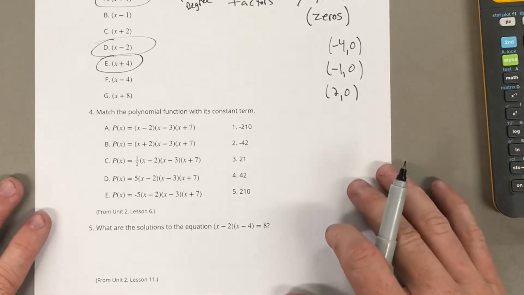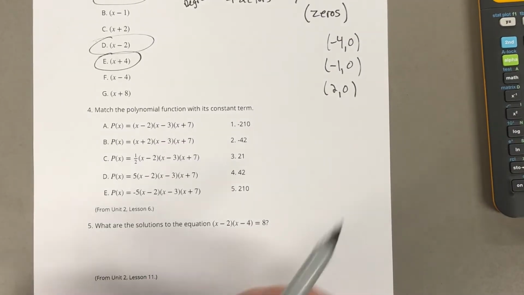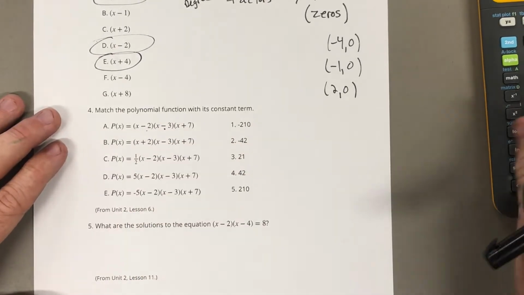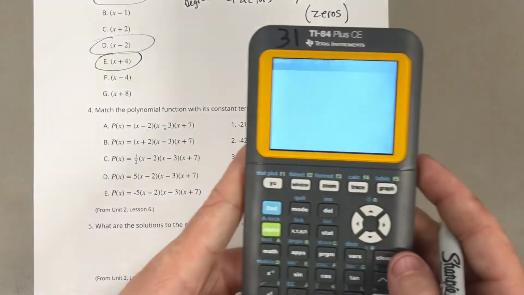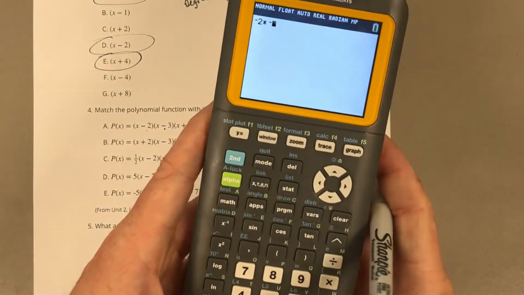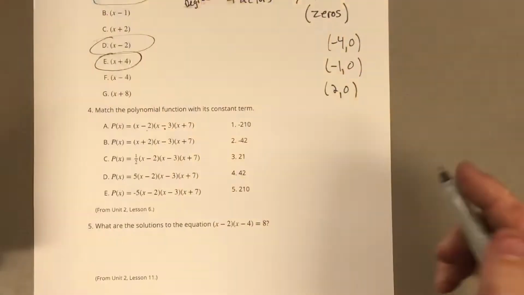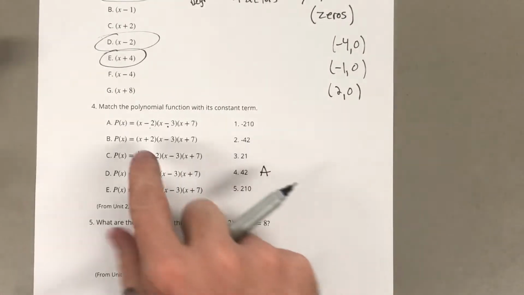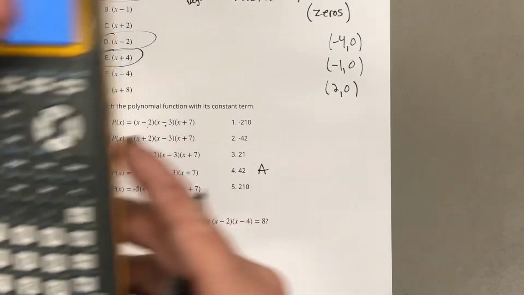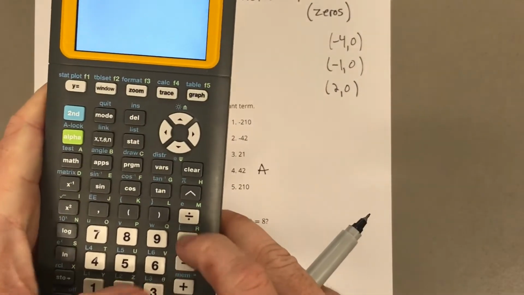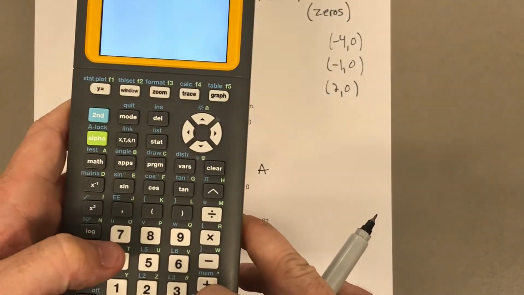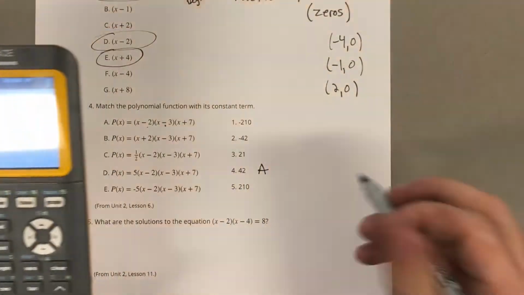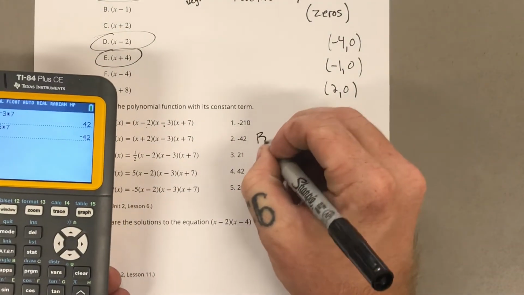So for number 4, match the polynomial with its constant term. You're just going to multiply these last numbers. So -2 times -3 times 7. In the calculator, that is 42. So A goes with 42. This one, 2 times -3 times 7, is -42, so -42 is B.